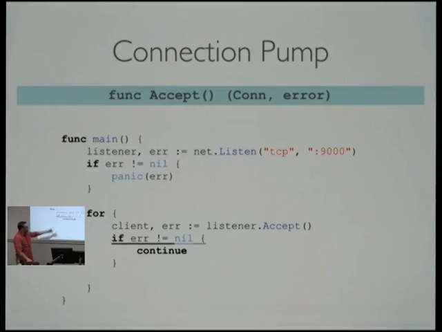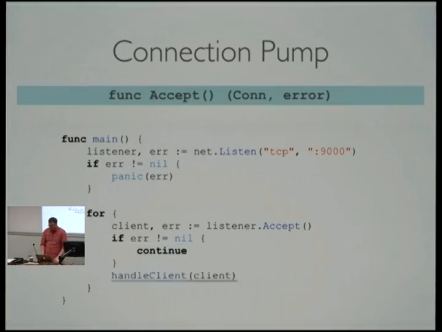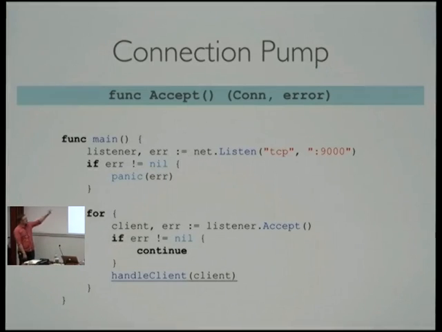Again, we're doing error handling. I mentioned this gets a little verbose. It's efficient, it's effective, it's clear, but it can get a little verbose. Continue, like you might expect. And now we're going to call handle client. We're building an Echo server. It listens for connections, accepts connections, and for every connection, does something with that connection. In this case, we're going to call handle client.